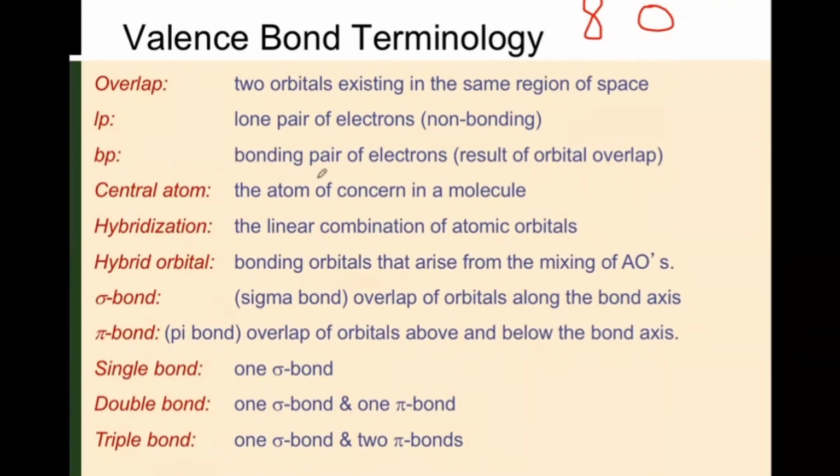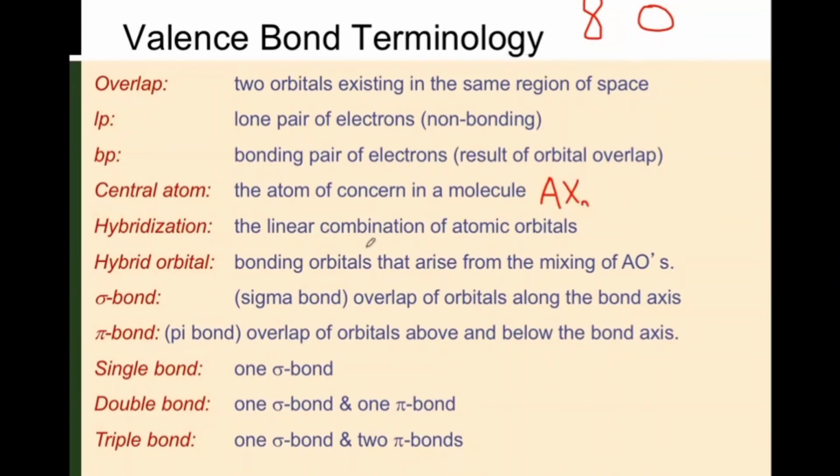Bonding pair electrons, BP, that's the result of orbital overlap. This is whenever we share one electron from each nucleus. Central atom, this is the atom of concern in a molecule. So if we recall back to our molecular geometries and electron domain geometries, this is like AX notation, where A is our central atom and X has some value N.